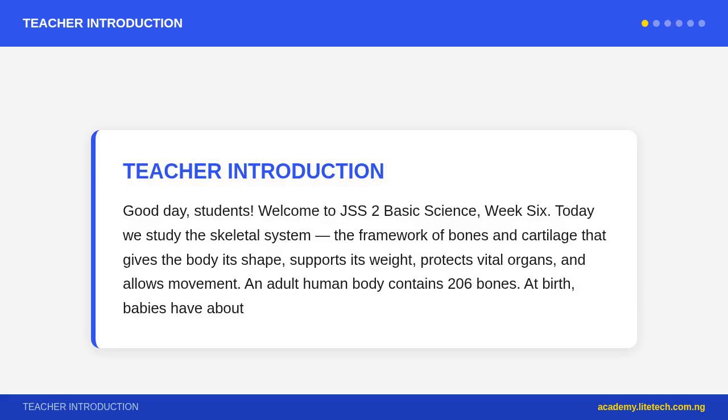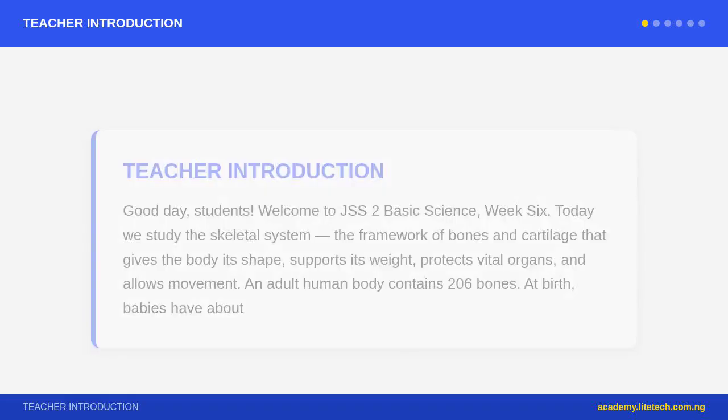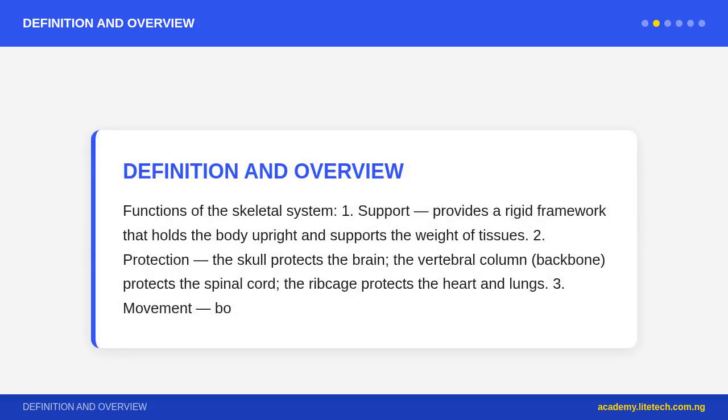4. Blood cell production: red bone marrow in certain bones (skull, ribs, vertebrae, pelvis, long bones) produces red blood cells, white blood cells, and platelets, called hemopoiesis. 5. Mineral storage: bones store calcium and phosphorus, releasing them into the blood when needed. 6. Shape and posture: gives the body its characteristic shape.